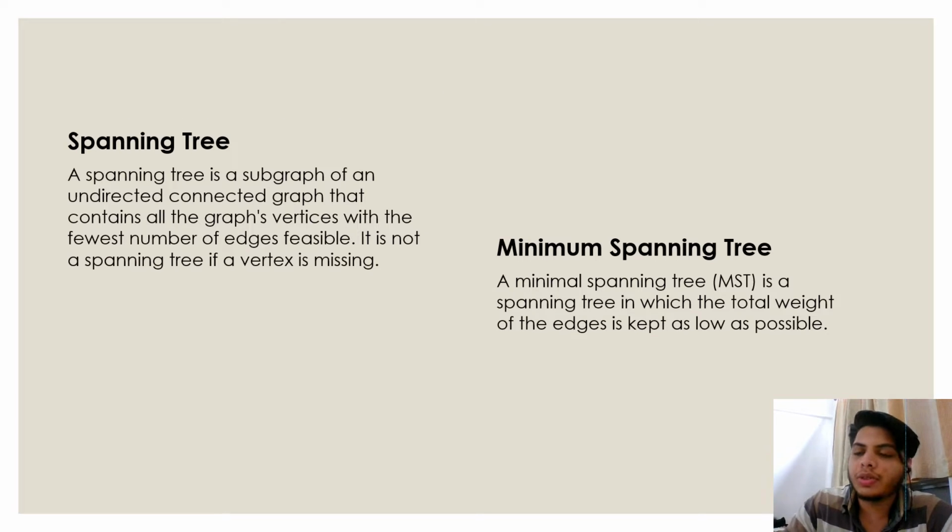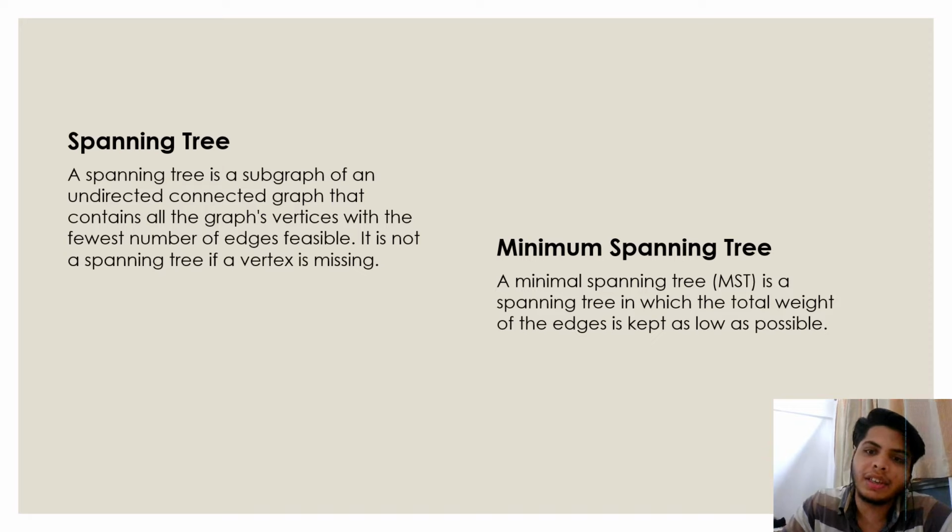What is a spanning tree? A spanning tree is a subgraph of an undirected connected graph that contains all the graph's vertices with the fewest number of edges feasible. The important thing to note here is that it is always an acyclic tree. The spanning tree is an acyclic tree always. Another thing to note is that the number of edges in a spanning tree is equal to the number of vertices minus 1.